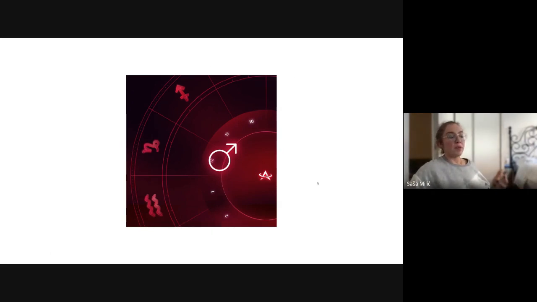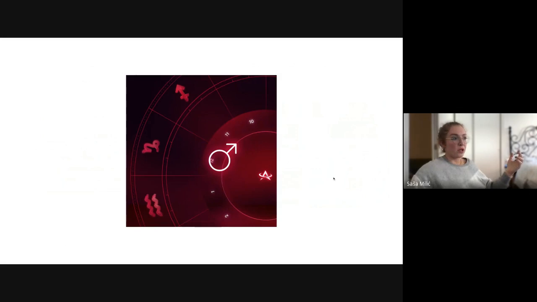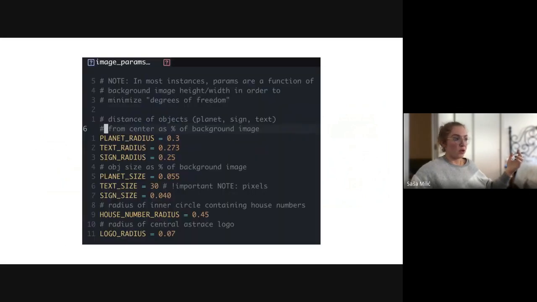Okay. So even after you figure out the position, this is technically correct in terms of degrees, but you have to take into consideration the actual size of the image, the size of the layers, and so on. This is where good engineering practice comes into play, because if Marco sends me a higher resolution background image, I don't want to have to change all of my code.